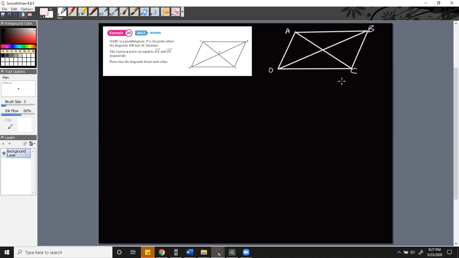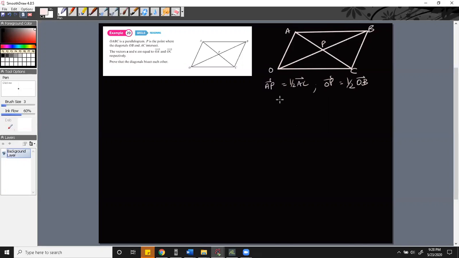So OABC, I could have done OABC. It makes no difference, but we'll follow the diagram given in the book. And P, you're told that P is the point where the diagonals OB and AC intersect. So what we're saying actually here is that AP is a half of AC if it bisects. And also OP is a half of OB.